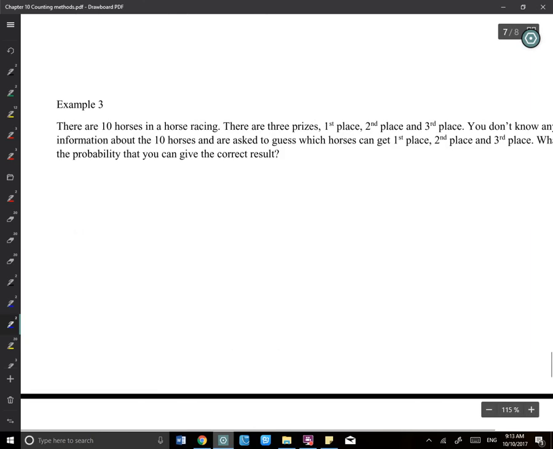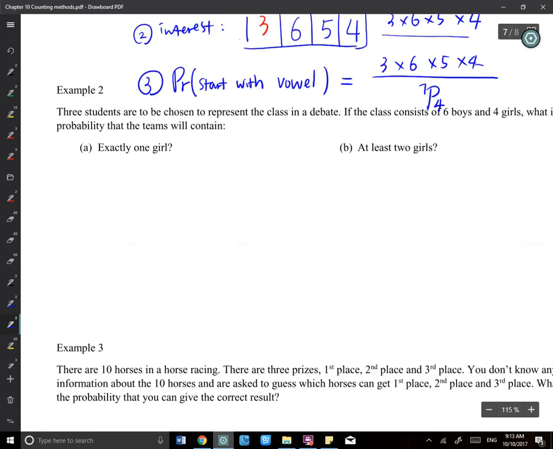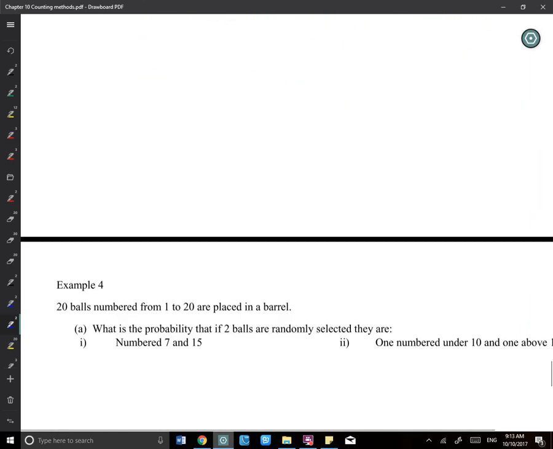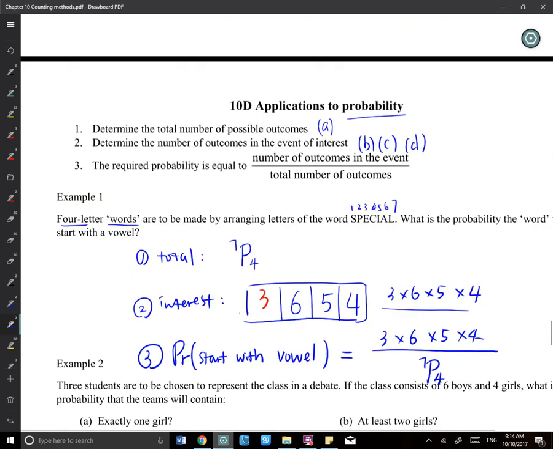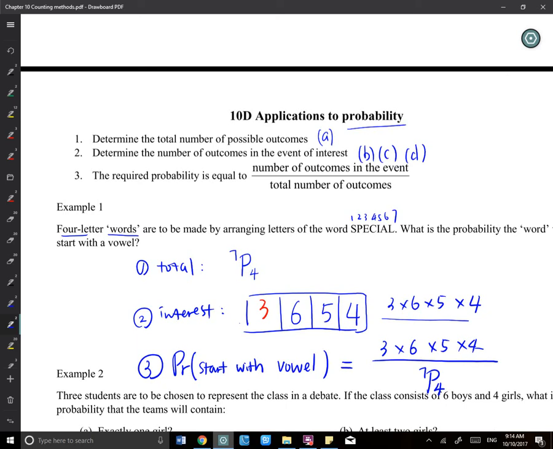So I want you to try examples 2, 3, and 4 before next lesson. Next lesson I'll talk about 2, 3, and 4. So I want you to have a try first. What you need to do is 3 steps. First step, you think about the total. Second step, you think how many ways I can achieve the interest events. And number 3 is use the number 2 outcome divided by the number 1 outcome. That will give you the probability. So that's what we need to know and use in year 12.